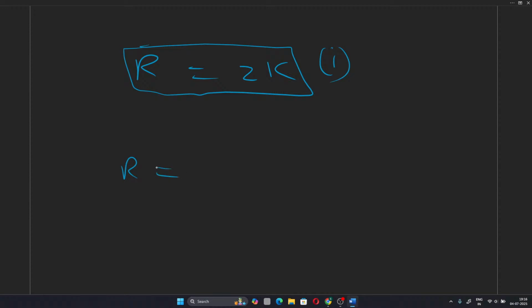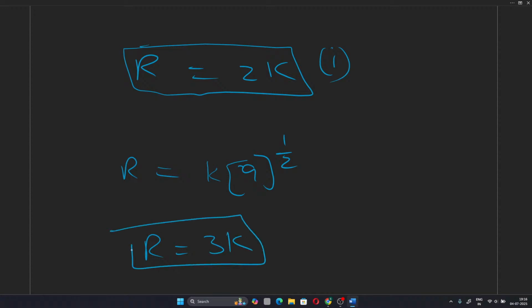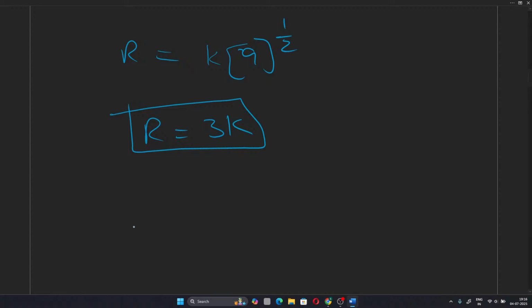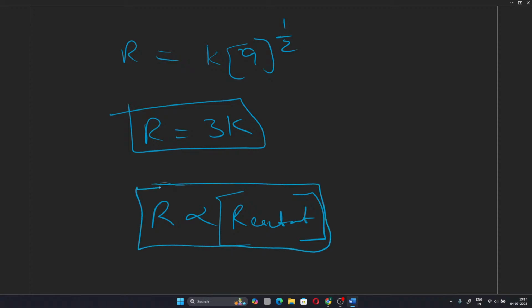Let's take a second case, where the concentration is 9. The concentration increased, where K times root 9 equals 3 times K. Here as well we see that the rate increased. Here as well we can say rate is directly proportional to the reactant concentration. This square bracket represents the concentration. In both cases, it is directly proportional to the concentration of the reactant. Fine.